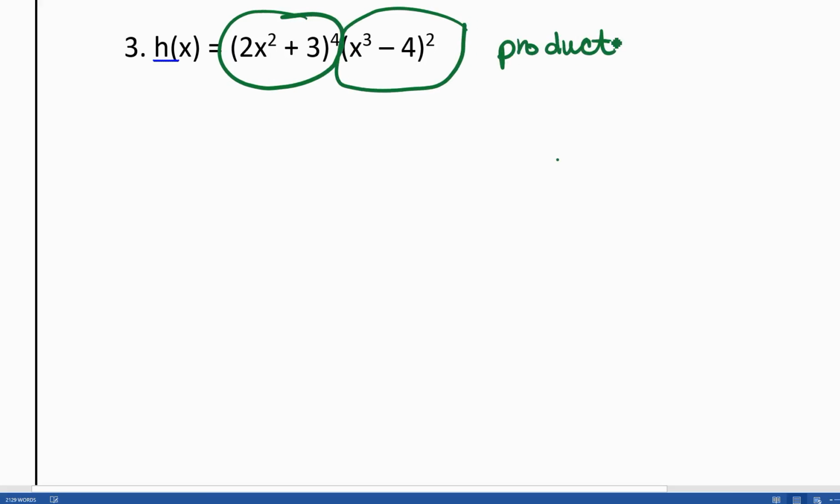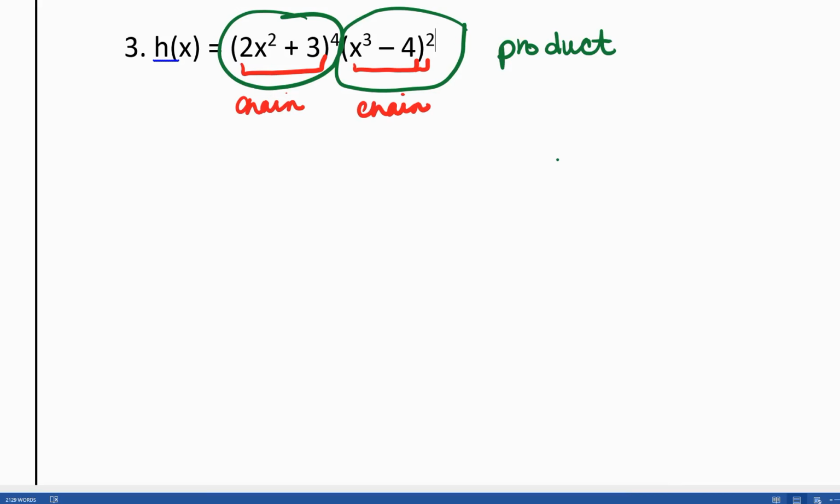Now, in the product rule, when we take the derivatives of the individual pieces, then we'll have to use the, sorry, not the quotient rule, the chain rule. We'll have to use the chain rule. And on this part in the inside, we'll also have to use the chain rule. But we want to start with the bigger thing, the product rule.